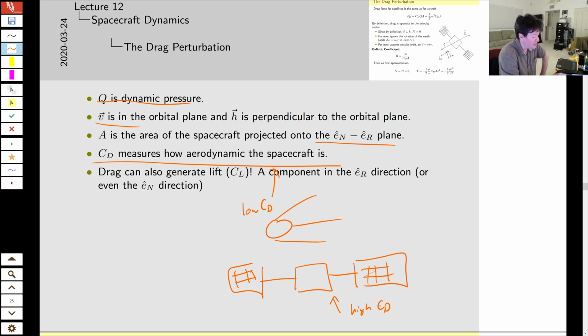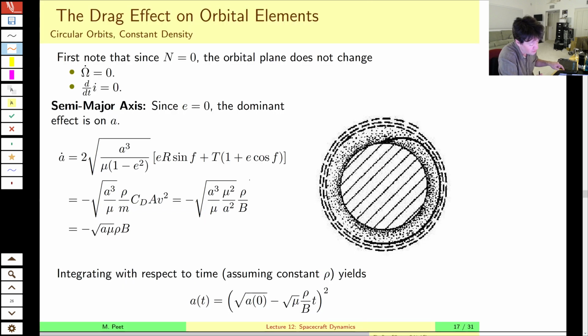Now, technically, drag can also get us some lift for a space plane, but we typically ignore that component. But if you're a space plane, you can actually use drag to make changes in your orbit. So that's fun. All right, so now let's look at the effect of drag on your orbit.